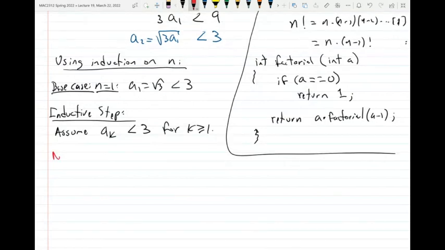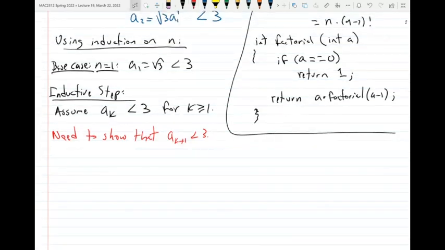So I'm going to put in red what I need. I need to show that ak plus 1 is also less than 3, okay? That's what we need to show. If we manage to show what I wrote in red, then we're in business. Because it works for 1, and then when you couple these statements together, it means they have to work for 2, then for 3, then for 4. The 4 is going to work for another. So I need to show that ak plus 1 is less than 3.